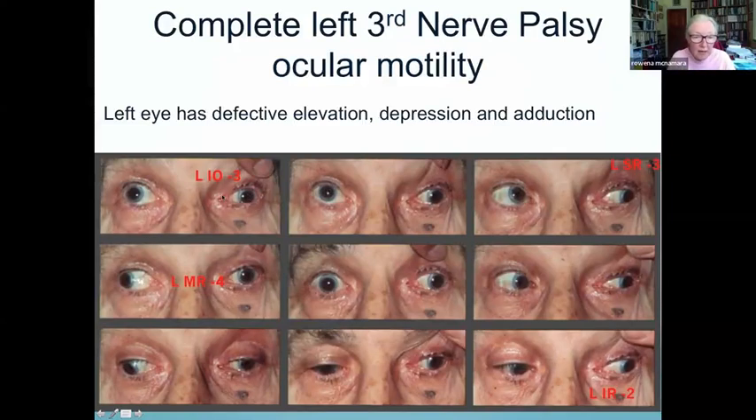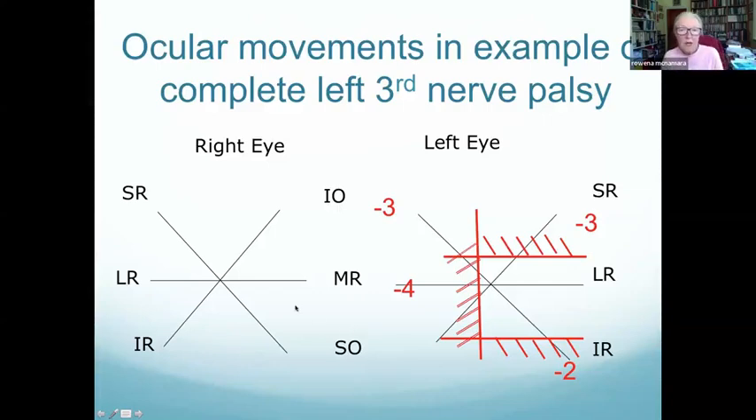So when we try to adduct the eye, it's limited in elevation, in adduction, and also in depression. So how we can draw that out in a diagram is with these hashed lines. So we've got the left eye represented here in the chart, and this is the representation of the right eye. And we've got the maximum area of action of our 6 extraocular muscles.